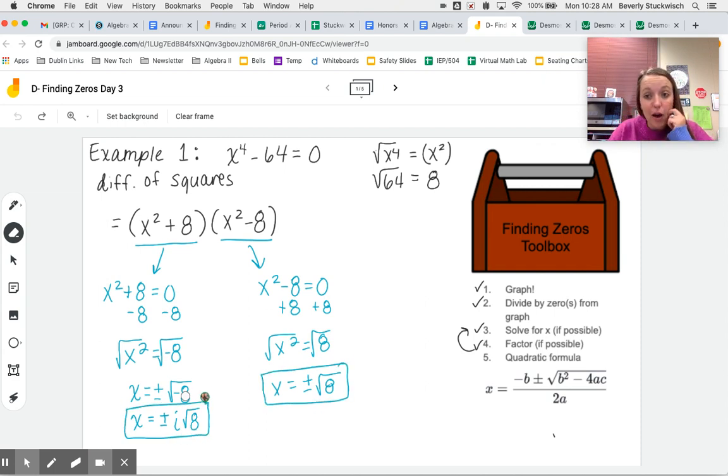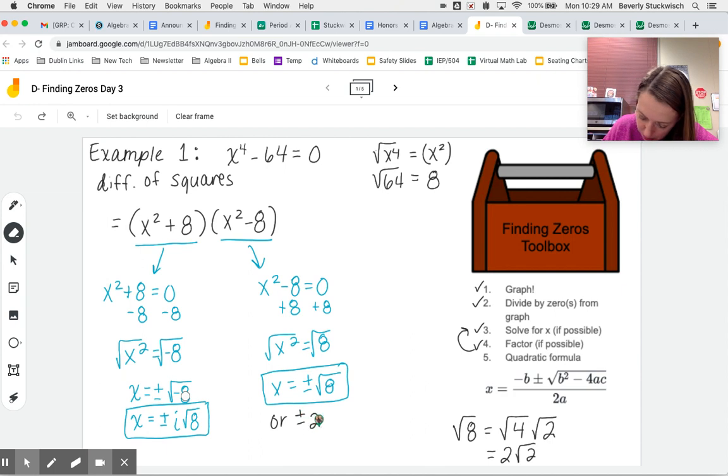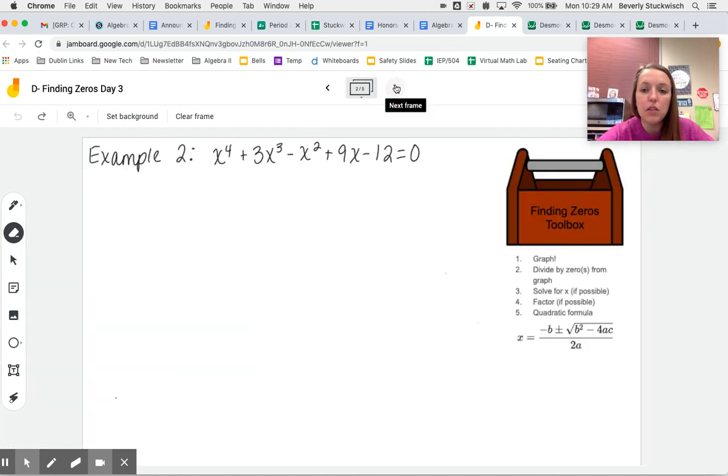But just as an FYI, we can simplify that square root just a little bit. The square root of 8 is equal to the square root of 4 times the square root of 2, right? And square root of 4 we can do 2 root 2. So my answer could also be written as plus or minus 2 times the square root of 2, or plus or minus 2i times the square root of 2. Just another way to write the answer, but like I said, I would accept the square root of 8. That's fine. Let's do another example.